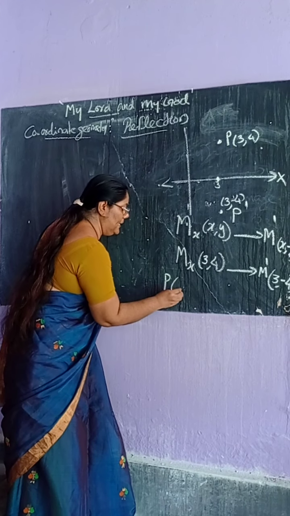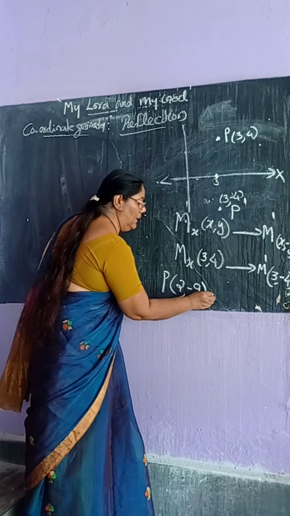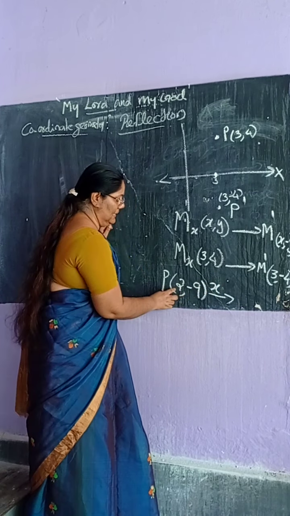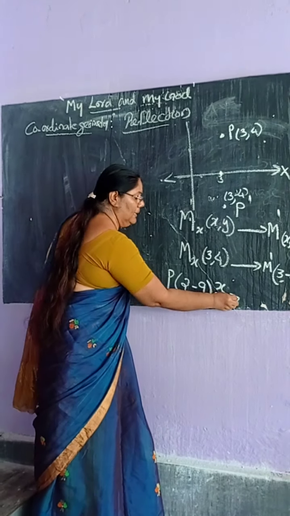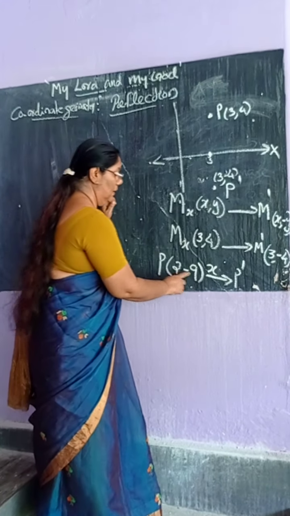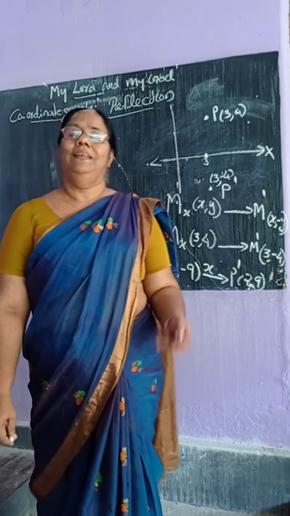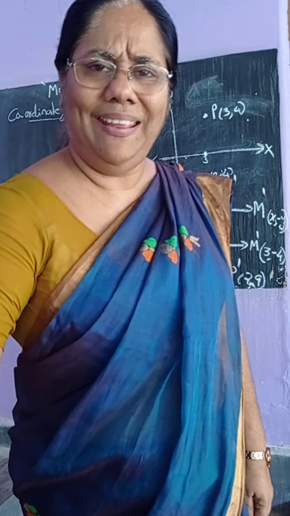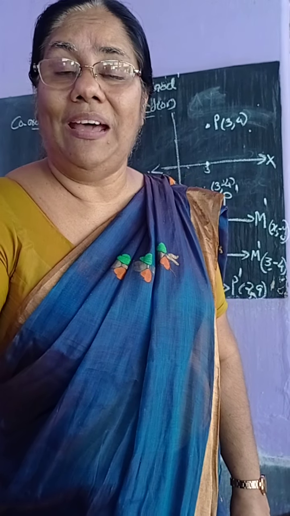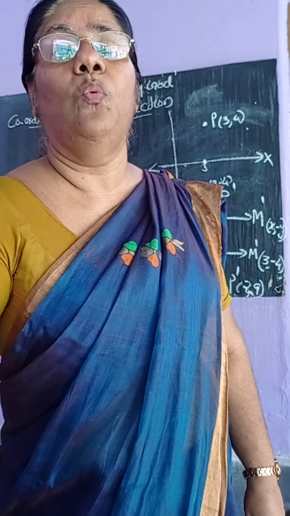Suppose the point P is (2, -9). P (2, -9), reflection in the x-axis. This is another notation. The meaning of this is x-axis. Then P dash is the answer. Then (2, 9). Okay, students? (2, 9). Then second one is, what's the heading? Write the heading. Reflection through the y-axis. The previous case, the x-axis, within bracket there you have to write y equal to 0, isn't it? Equation of the x-axis is y equal to 0.